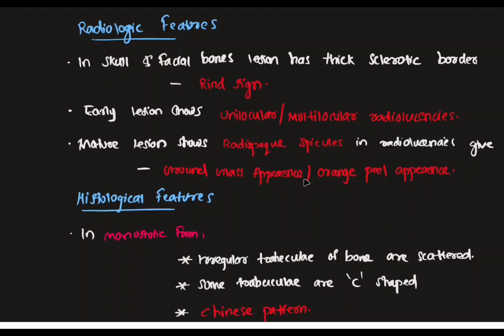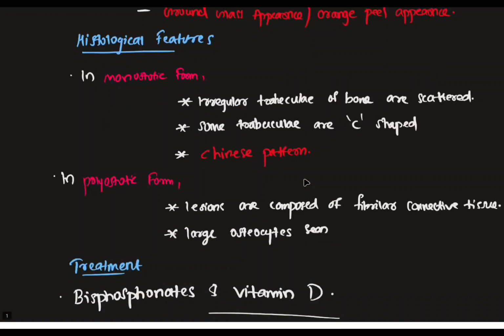Next, histologic features. In monostotic form, it shows irregular trabeculae of bone, and they are scattered, and some trabeculae are C-shaped, showing a Chinese letter pattern. In polyostotic form, the lesions are composed of fibrillar connective tissue, and large osteocytes are seen. The treatment of fibrous dysplasia is bisphosphonates and vitamin D.